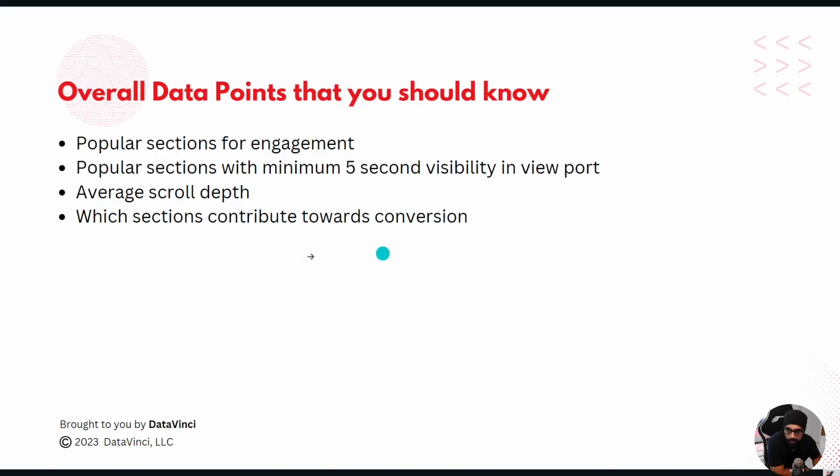Average scroll depth: in general, how much people are scrolling on your page, and which sections contribute towards conversion. So let's say you have calculated your conversions, and you have 20 conversions. In those 20 conversions, which sections had a minimum 5-second visibility in the viewport? Let's say you see that 60% of those 20 conversions involved a 5-second visibility of the fourth section on the page.